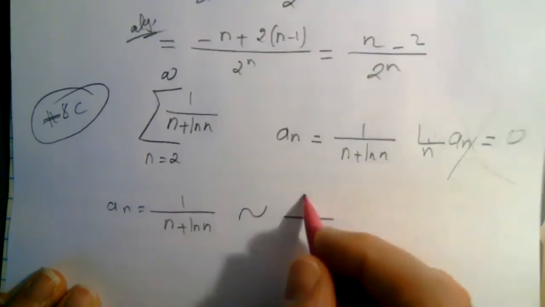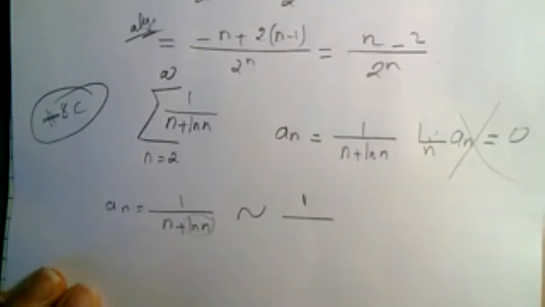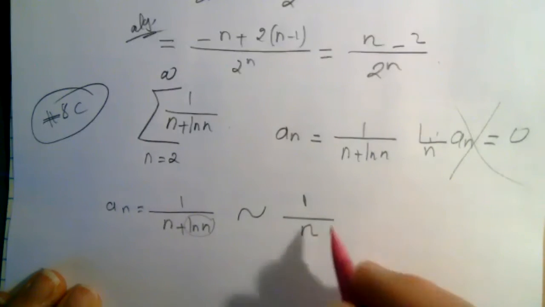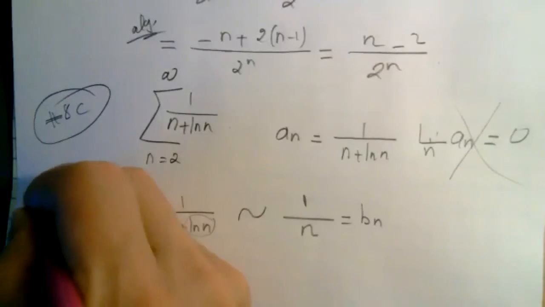The denominator is exactly like 1 over n, because when n is large, ln of n, and I've talked about that plenty, goes to infinity way, way, way slower than n. So what is really going to take over here is the 1 over n. And I have to use the limit comparison test.